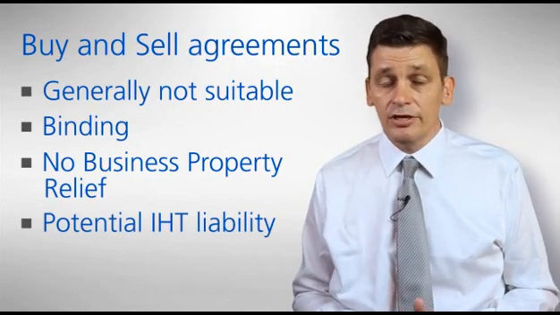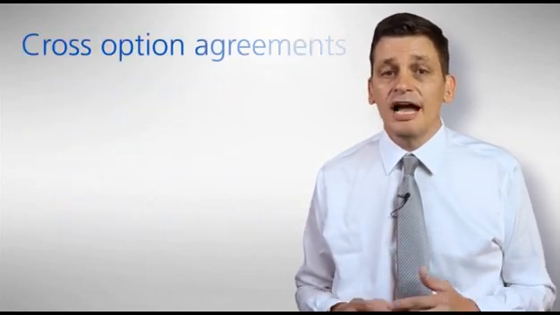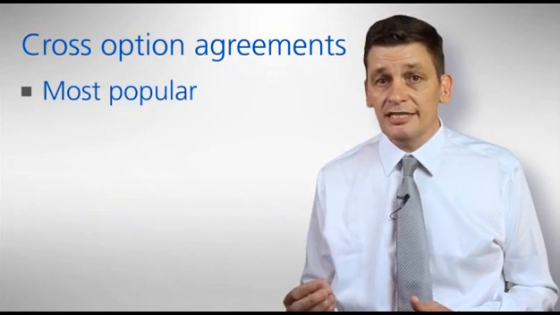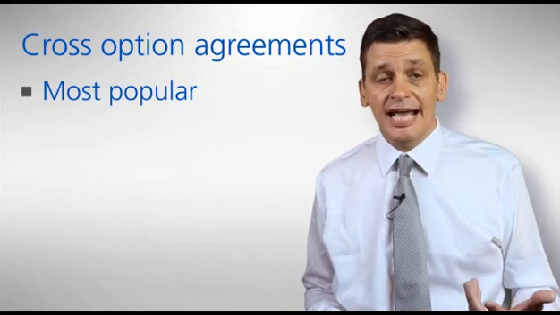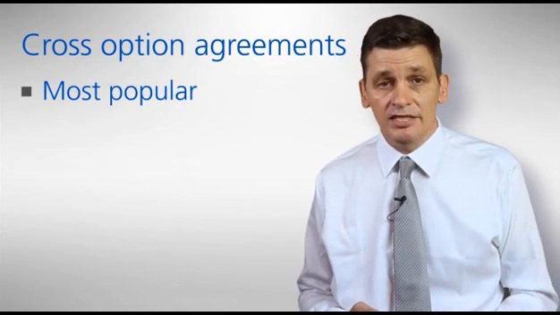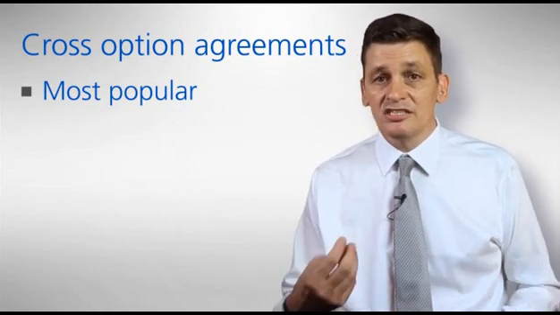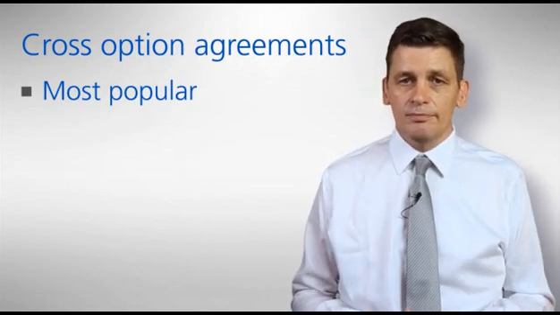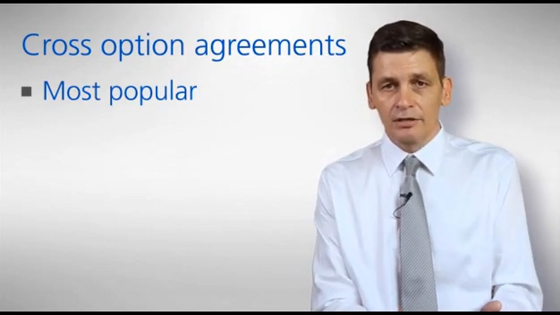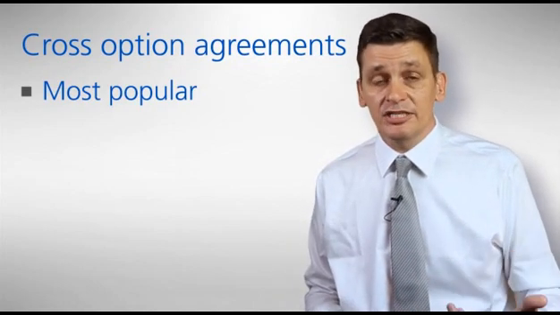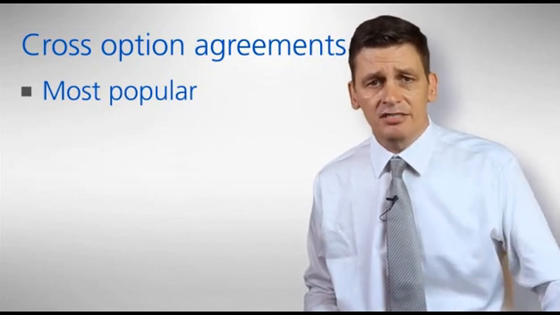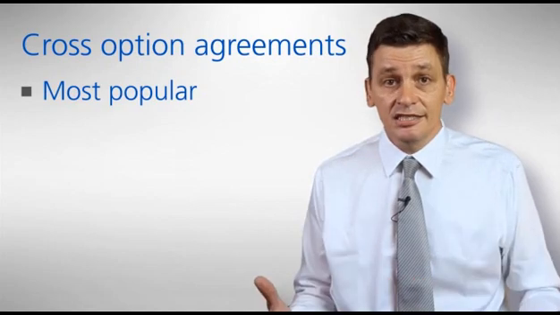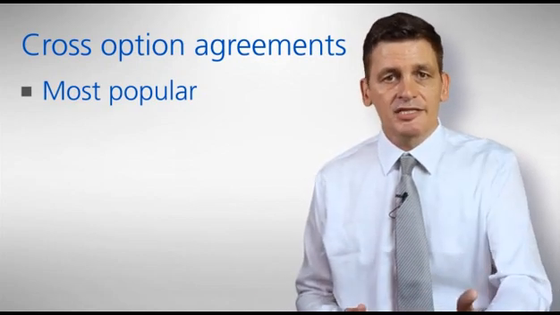That brings us to the third agreement, which is by far and away the most popular, and this is a cross-option agreement. Quite simply, if one side exercises the option, the other side has to go ahead and commit to the arrangement. So if a partner's deceased estate says to the surviving partners, we want the surviving partners to buy our interest in the partnership, then the surviving partners have to go ahead and purchase it. And vice versa, if the surviving partners say they want to purchase the interest from the deceased's estate, then the deceased estate has to sell it.